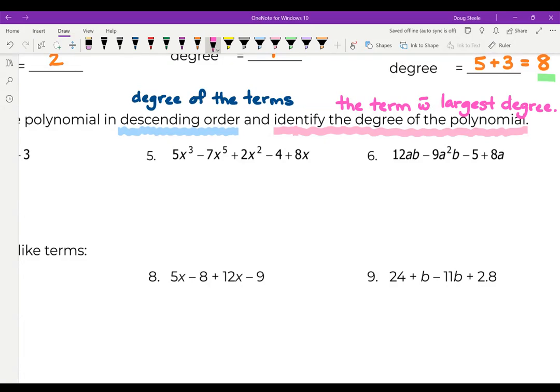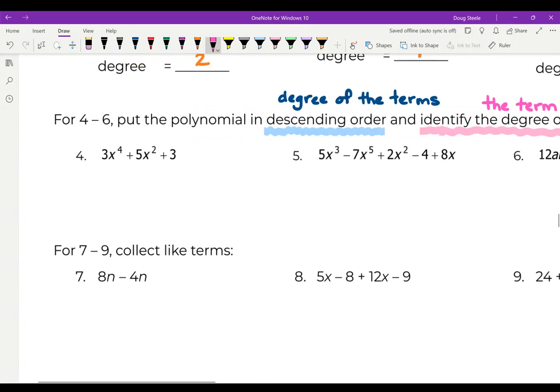We have to go through and check each of the terms to see if it's already written in descending order, like do we have to do any work at all? If not, we will rewrite it in descending order. And then we will state the degree of the polynomial by stating the degree of the first term that we have once it's in descending order.